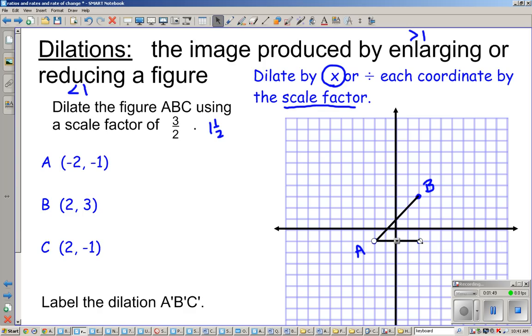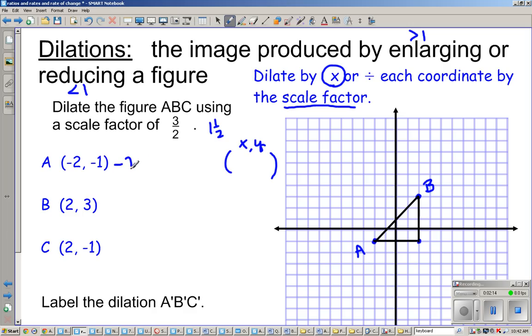Now you should have this on your study guide if you would like to follow along. They have this one worked out, but follow the steps as we go, please. Okay, so now I'm going to create a new figure. My new A, this is the ordered pair here. My X and Y coordinates will go over here. What I do to each part, my X and my Y, I will take times 3/2.